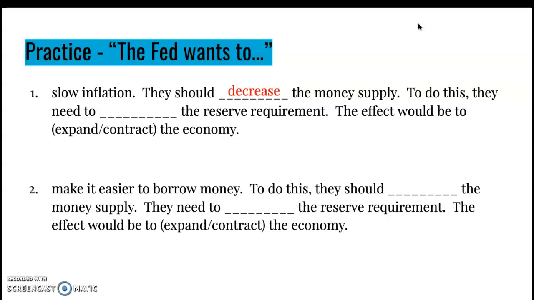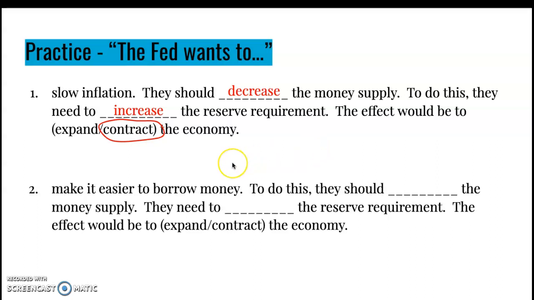In order to do this, what should they do to the reserve requirement? If we want them to put less money out into the world, then they need to increase the reserve requirement. Keep more of that money in your vault, less money going out into the world. So what would the result of all that be? That would contract, that would slow the economy. The demand curve doesn't move to the right anymore. Perhaps it moves to the left to try to ease inflation.